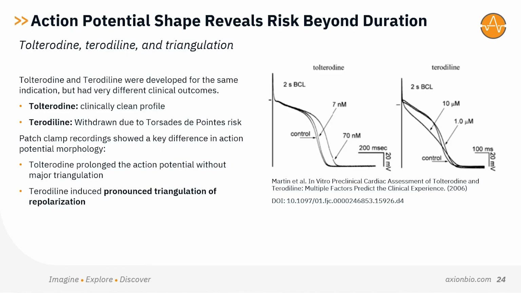The next example highlights why action potential shape matters, not just action potential duration. Tolterodine and terodiline were developed for the same indication, but they had very different clinical outcomes. Tolterodine had a clinically clean profile, whereas terodiline was withdrawn due to torsades de pointes risk. Patch clamp recording showed an important difference in action potential morphology. Tolterodine prolonged the action potential without major triangulation. Terodiline, in contrast, induced pronounced triangulation of repolarization. This is a strong example because it shows that waveform shape can reveal risk beyond duration alone.